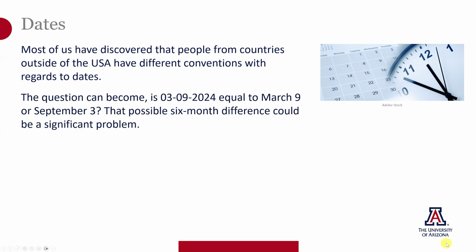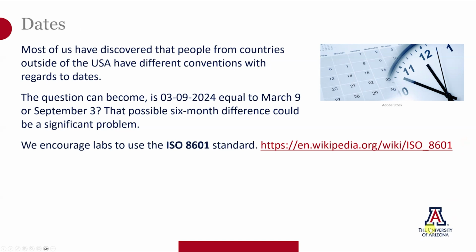If we look at a computer file or a notation in a paper lab notebook that is 03-09-2024, is that March 9th or September 3rd? There's a 6-month difference there, and that could be a significant problem. We encourage people to follow the ISO standards for dates.